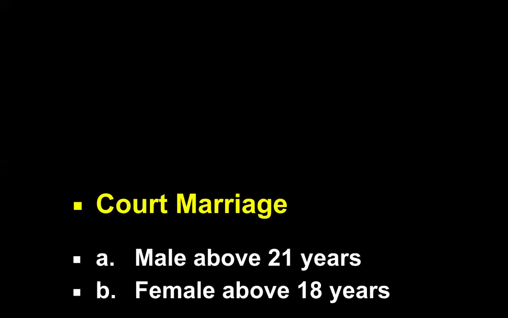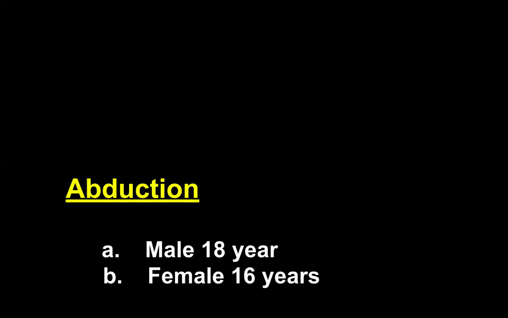Then, to have a court marriage, the male should be above 21 years and female above 18 years. And foreign girl import: sometimes people import girls from other countries as maids, servants, nannies. So the age of a girl imported from other countries is above 21 years. Then abduction: male under 18 years and female under 16 years, then the allegation of abduction is put forward.